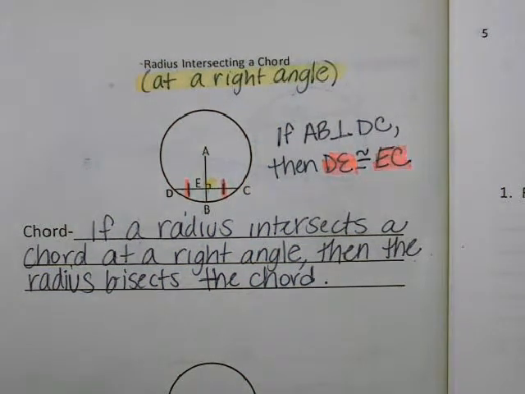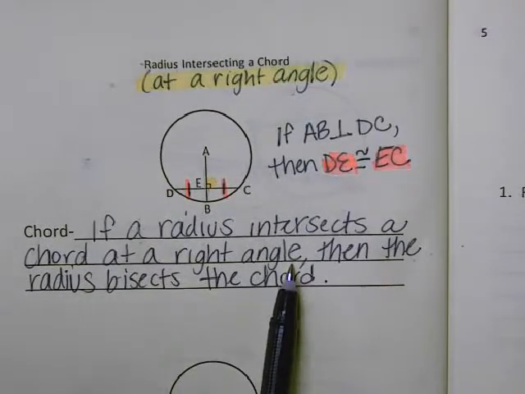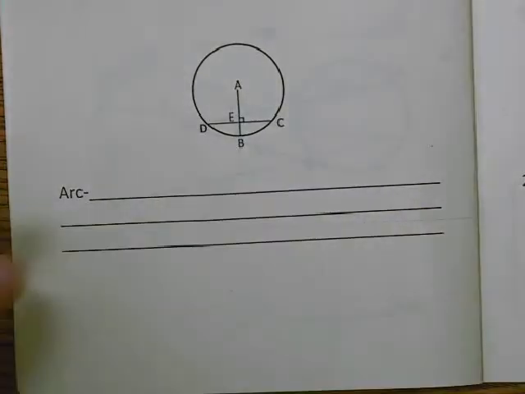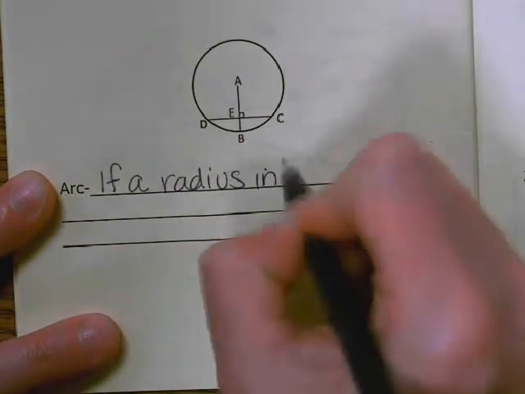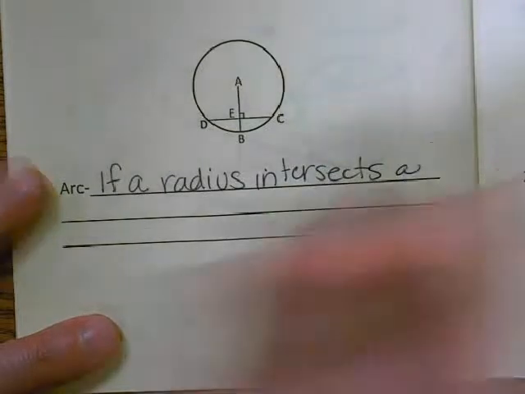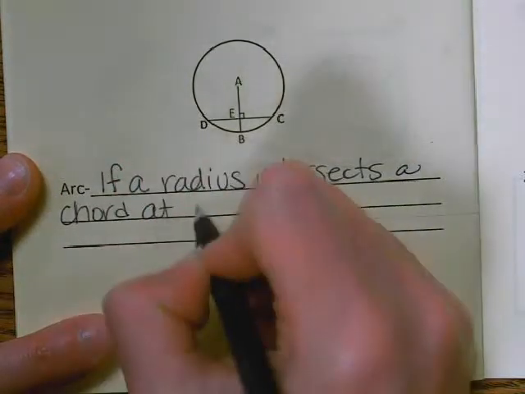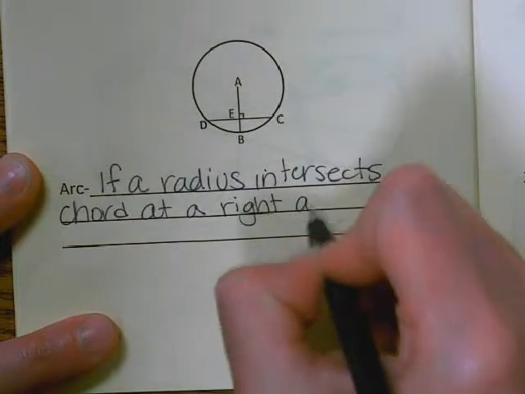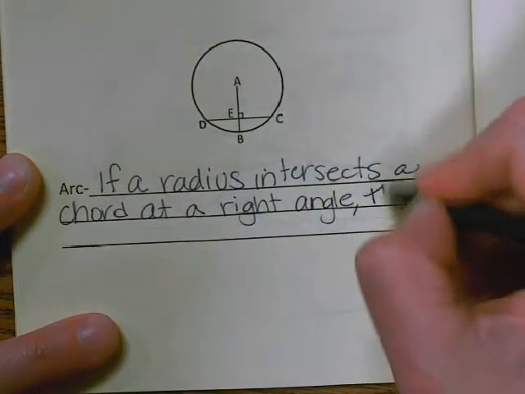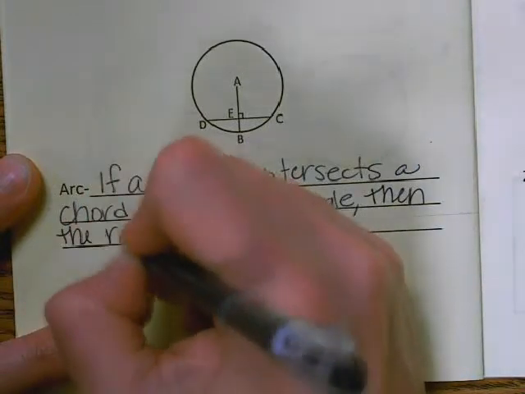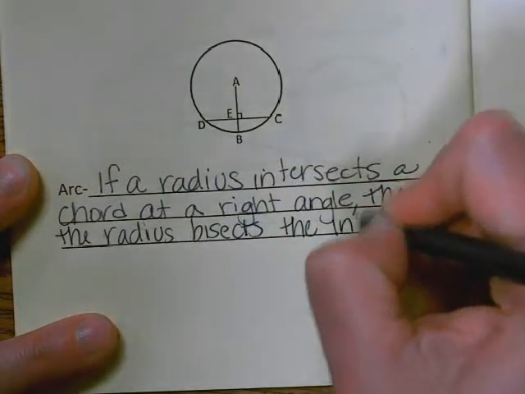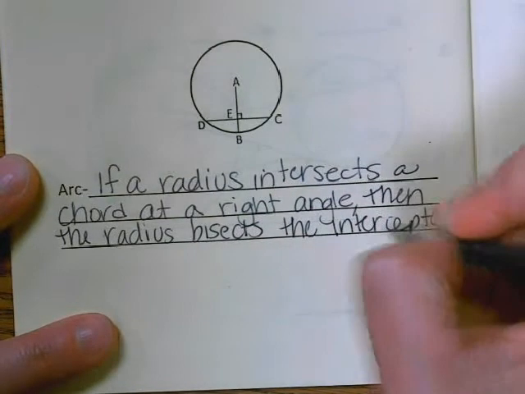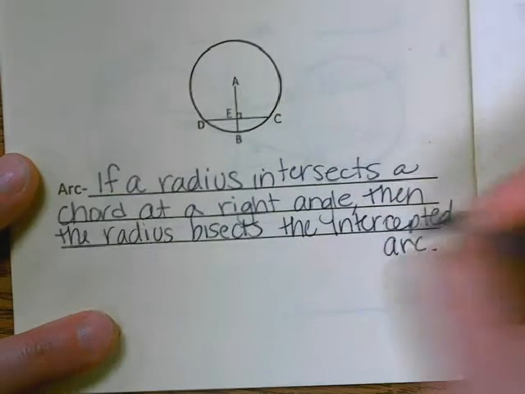Alright. The other thing is that if a radius intersects a chord at a right angle, then the radius bisects the intercepted arc. If a radius intersects a chord at a right angle, then the radius bisects the intercepted arc. Okay?